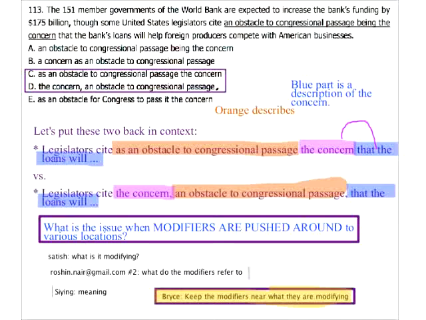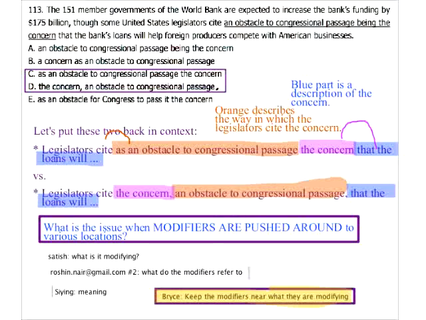The orange does. So you should put that reasonably close to the word cite. Because, you see, they cite it as an obstacle. So this means how are they citing it? Well, so you want that next to your cite. So either one of these things, but especially the concern that the loans will do whatever, you don't really want to break that up if you can help it, because that's what the concern is. This is needlessly opaque and hard to penetrate.